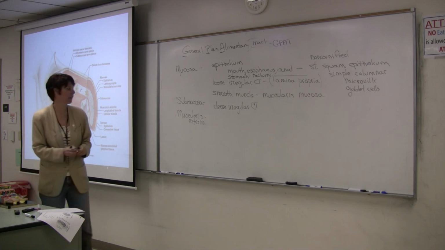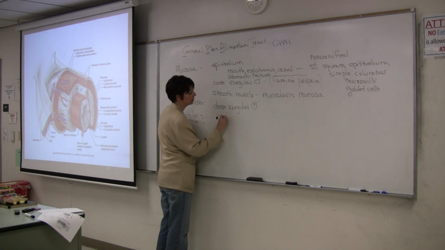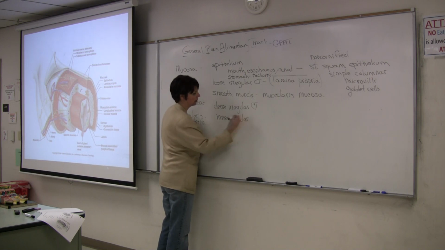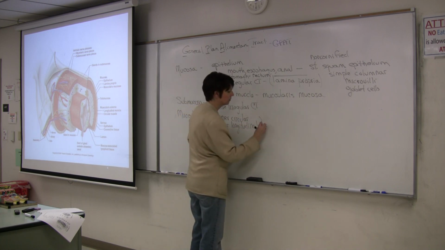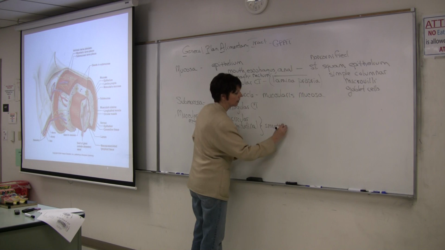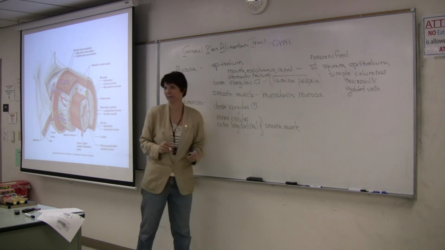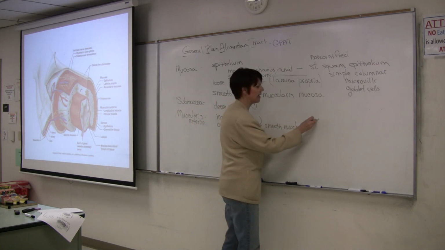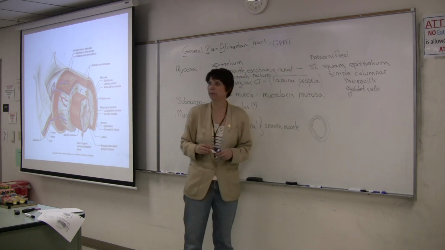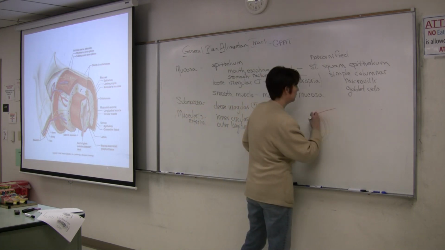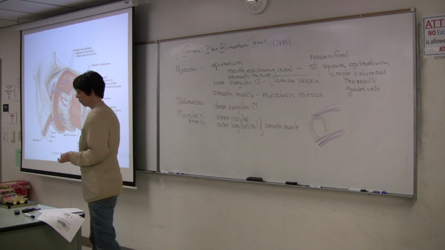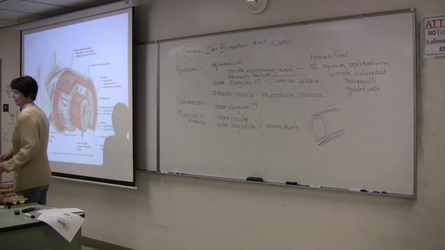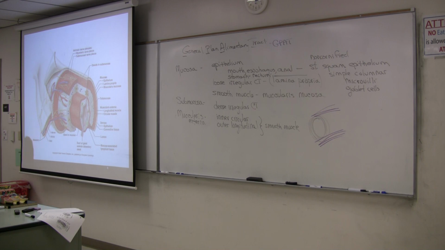But our typical plan is an inner circular and an outer longitudinal smooth muscle. So the inner circular is in a circle around the tube, and the outer longitudinal runs the length of the tube. This allows for peristalsis. The same function moves urine through the ureter. It doesn't just fall to the bladder.